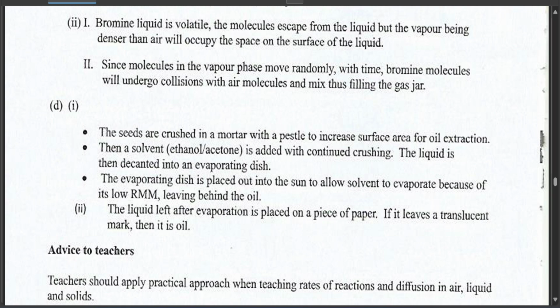Once you have the oil and you want to confirm that it is oil, that is where we go to section 2, question 2, Roman 2. The liquid left after evaporation, which is the oil, is placed on a piece of paper. If you see a translucent mark, then it is oil. Otherwise, if it is transparent, it means the solvent is still there and the oil is not there.